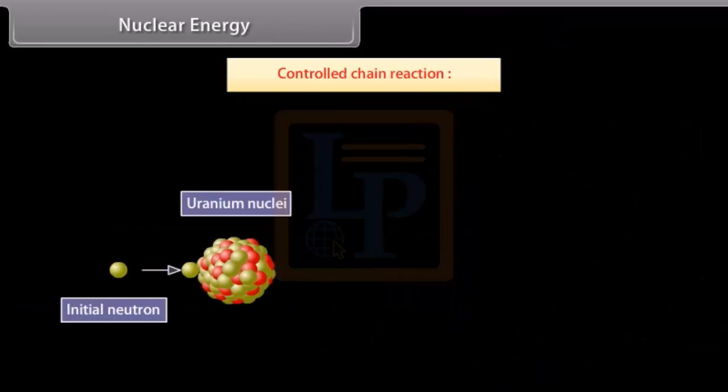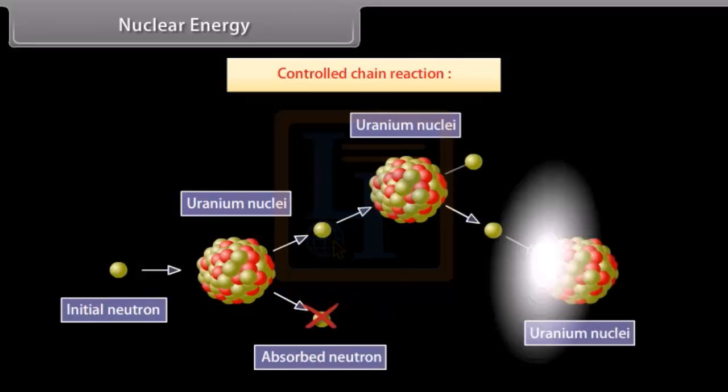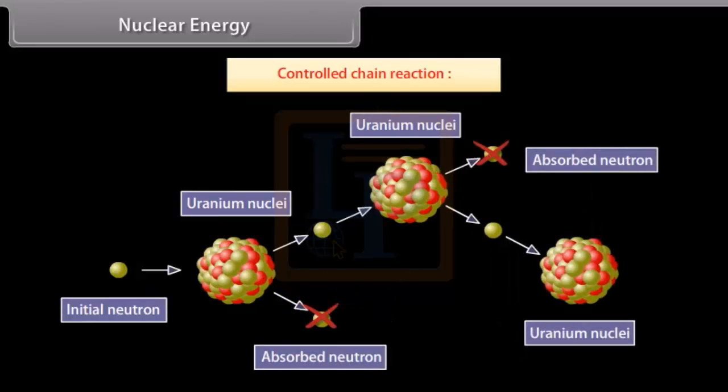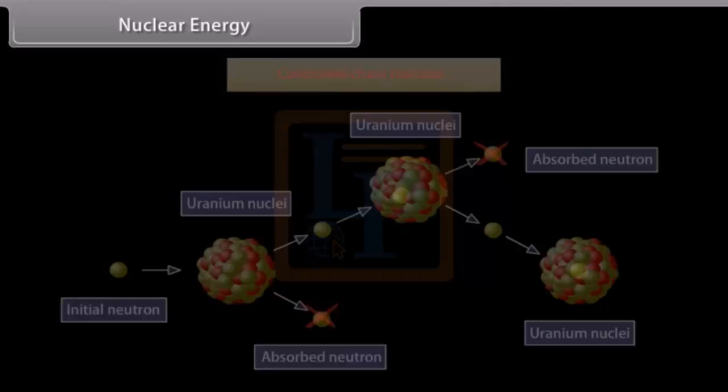Controlled chain reaction. If the chain reaction is arranged artificially, such that out of 2 or 3 neutrons produced per fission, on the average only one neutron causes further fission, so that the rate of fissions may remain constant, then the chain reaction is said to be controlled.